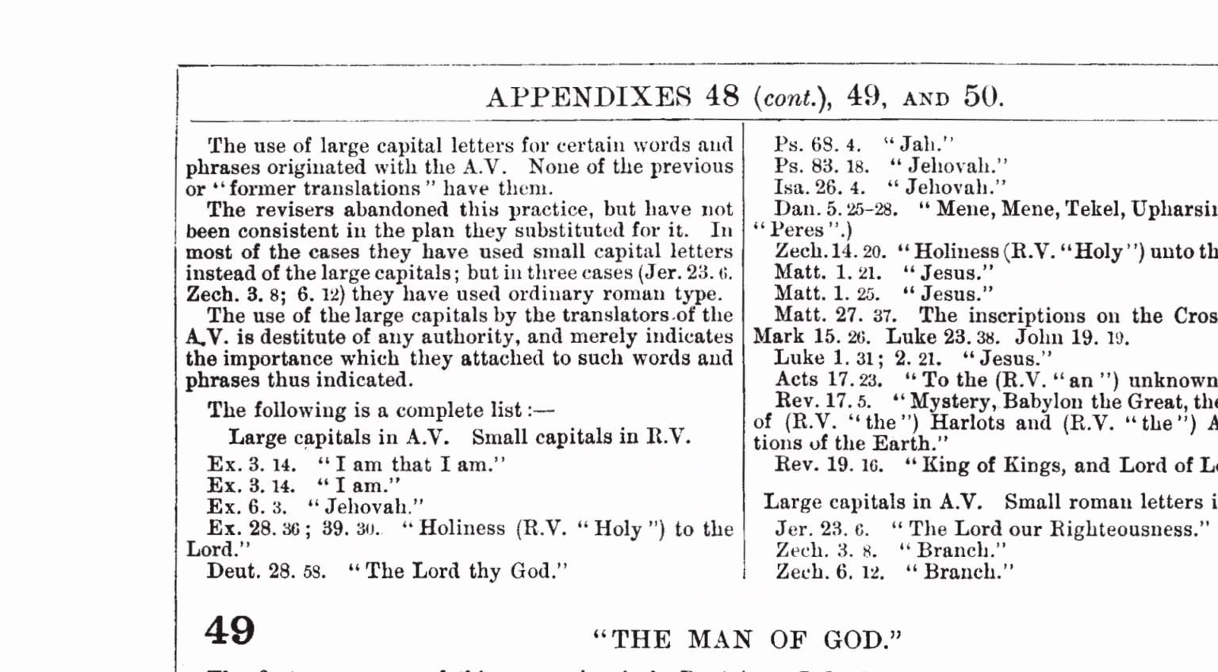The use of large capital letters for certain words and phrases originated with the AV. None of the previous or former translations have them. The revisers abandoned this practice, but have not been consistent in the plan they substituted for it. In most of these cases, they have used small capital letters instead of large capitals, but in 3 cases, Jeremiah 23:6, Zechariah 3:8, and 6:12, they have used ordinary Roman type.